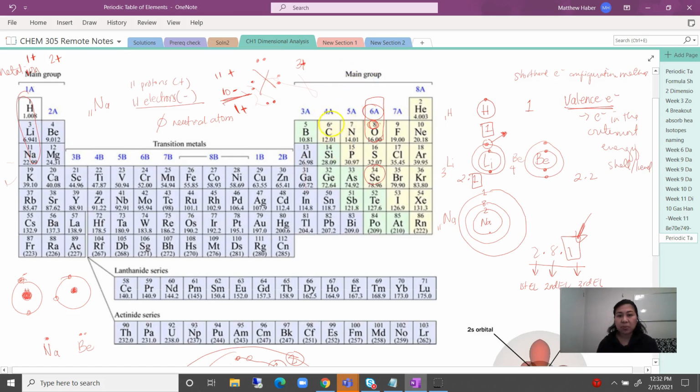So we're going to skip group 4, because group 4 could either give away its electrons or receive 4 electrons in order to form a stable element. Now take a look at the non-metal here, nitrogen. Let me just find some space.